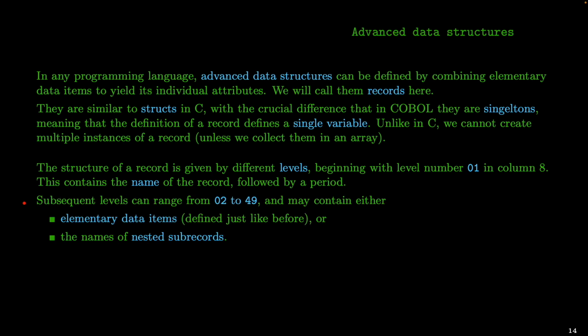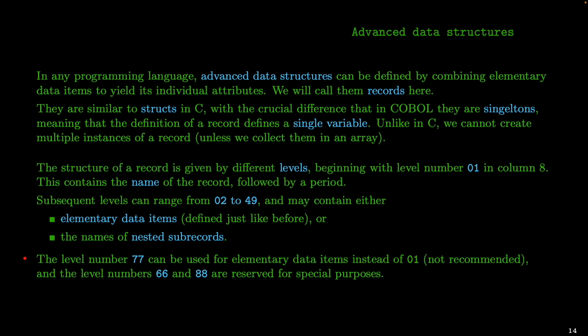On subsequent levels, which can range from 02 to 49, we can either define elementary data items, so the attributes of our record, which we would define just like we did before, only with higher level numbers, or we could actually introduce the names of nested subrecords. So we can define a record within a record on a higher level number then.